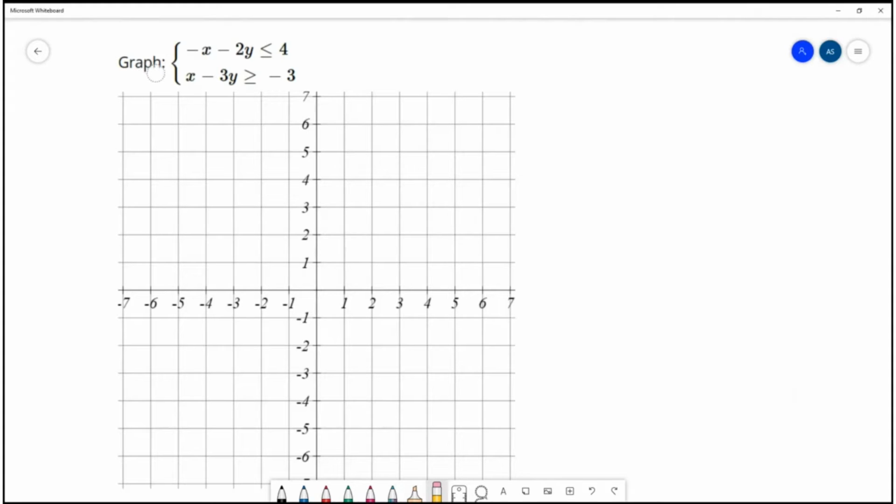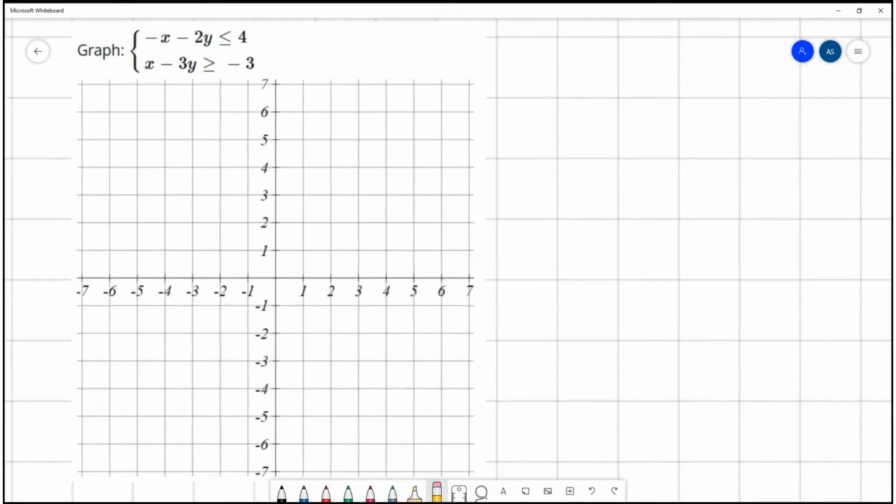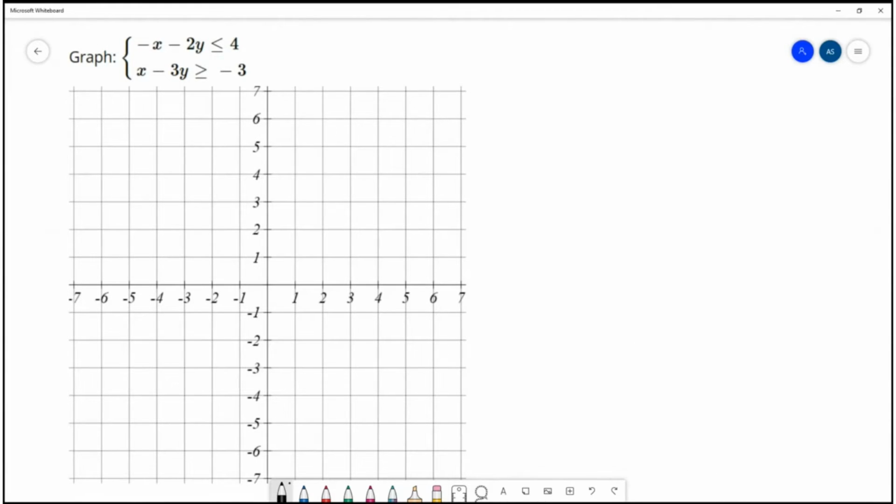On this next example, we want to graph the system of inequalities. The inequalities are negative x minus 2y is less than or equal to 4, and x minus 3y is greater than or equal to negative 3. When you graph a system of inequalities, you want to graph each inequality on the same coordinate plane. Our first inequality is negative x minus 2y is less than or equal to 4.